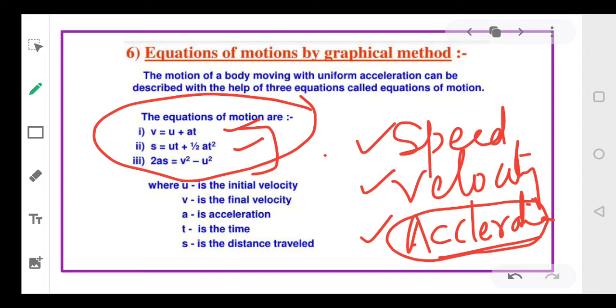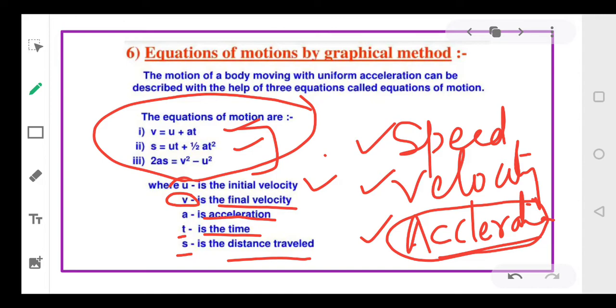Now here your U is the initial velocity. I hope you remember. You've discussed it. Isn't it? So U is your initial velocity. And what is initial velocity? Initial velocity means the starting velocity. Then you have the final velocity, V. And final velocity means the finishing velocity. A is your acceleration. T is the time. And S is the distance traveled by the object.